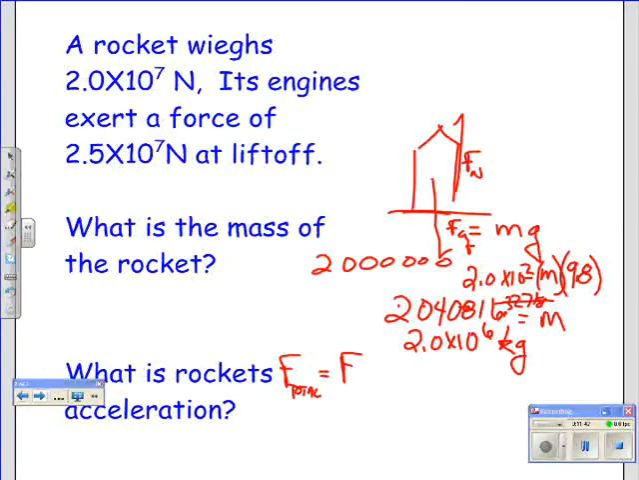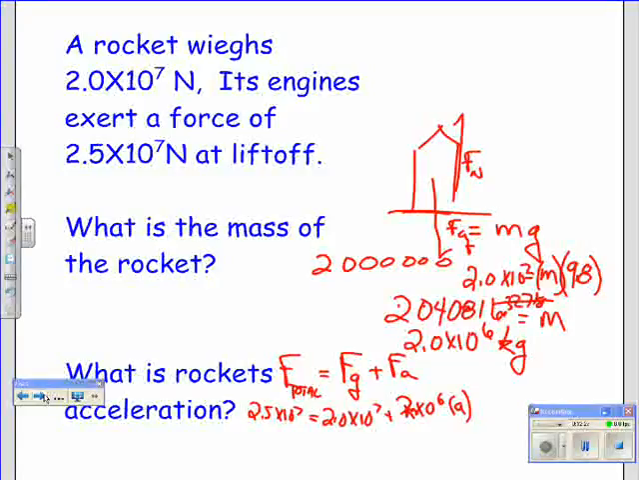So we've got the force of gravity plus the force to accelerate it. Using those subscripts is very common, because we've got so many different forces that we have to talk about. We denote them by using different subscripts. The total force is 2.5 times 10 to the 7th. The gravitational force is its weight, 2.0 times 10 to the 7th, plus its mass, which we just figured out, 2 times 10 to the 6 times the acceleration of the rocket.